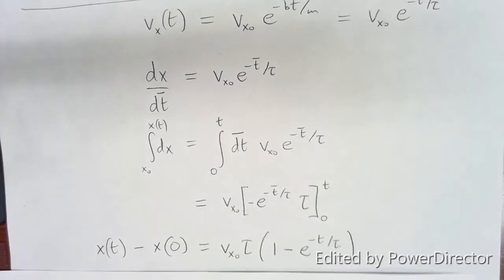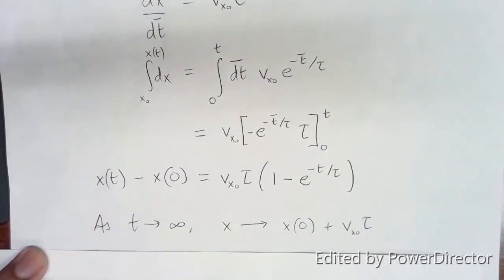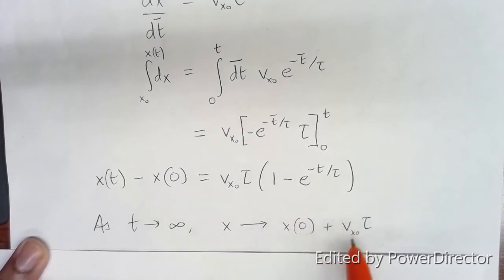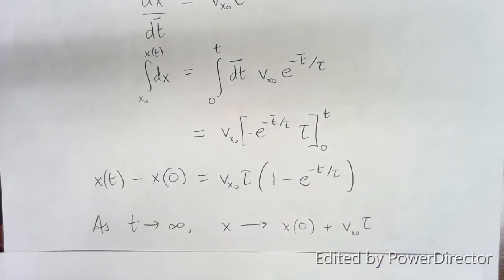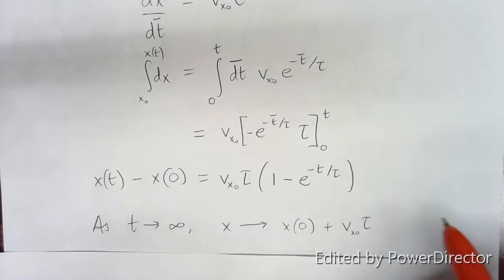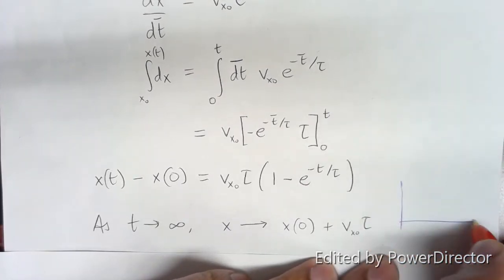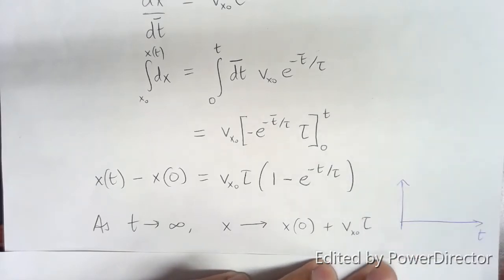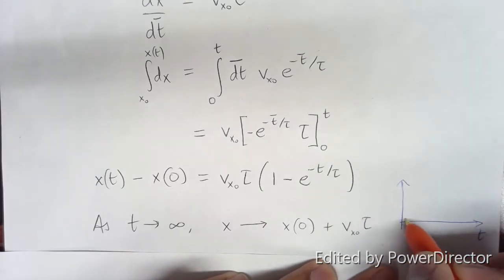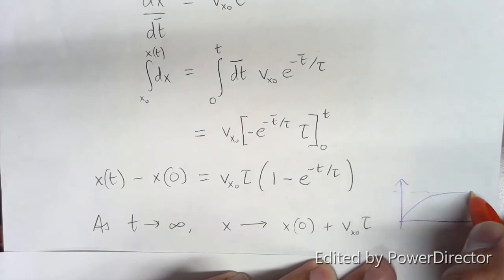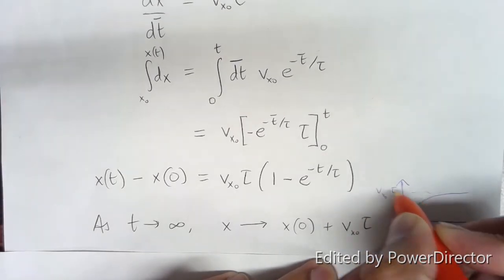So how does that behave? As t tends to infinity, x tends to the initial position plus Vx naught times tau. Again, we have this charging capacitor type behavior. If we set the initial position to 0, instead what we have is asymptotically approaching this value of Vx naught times tau.